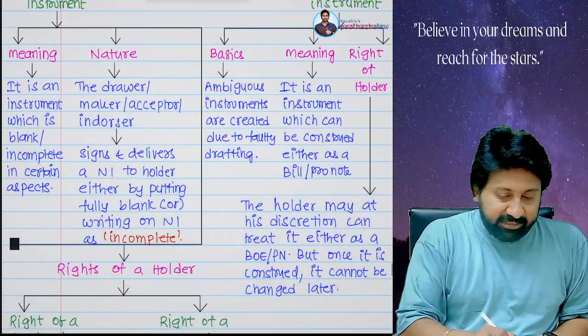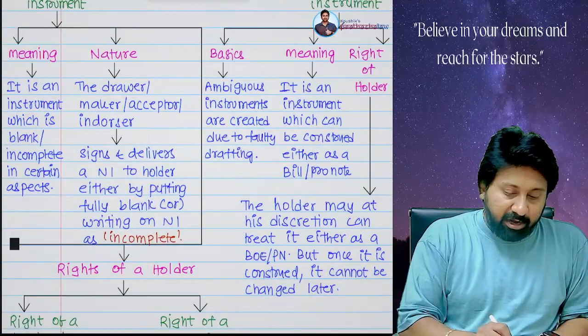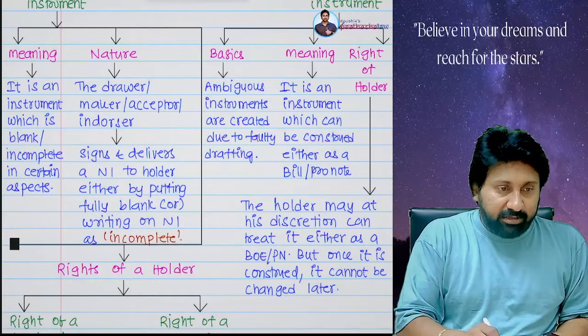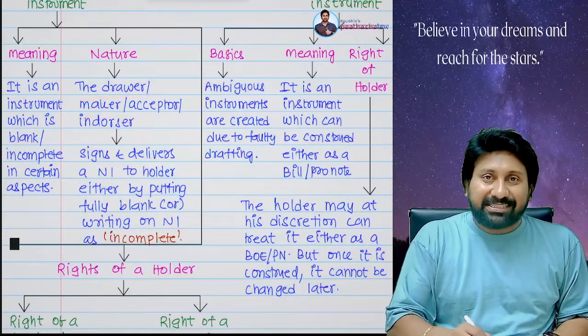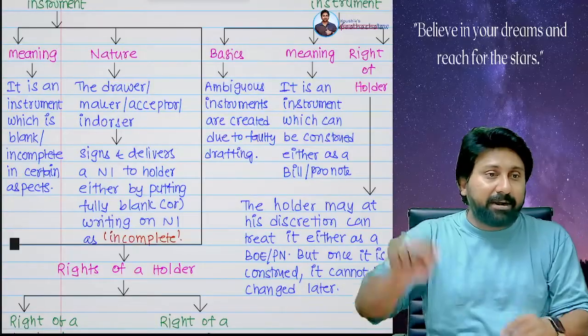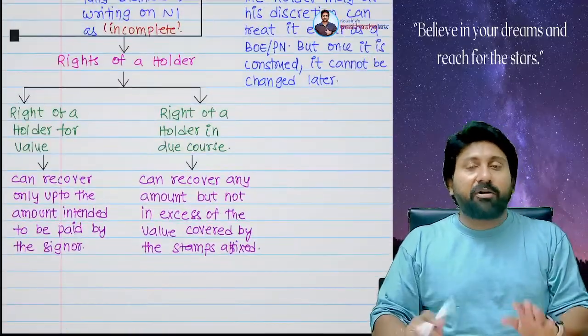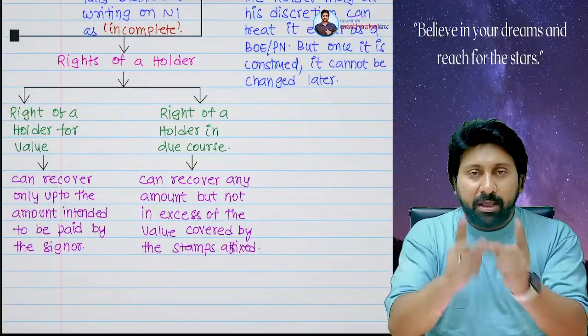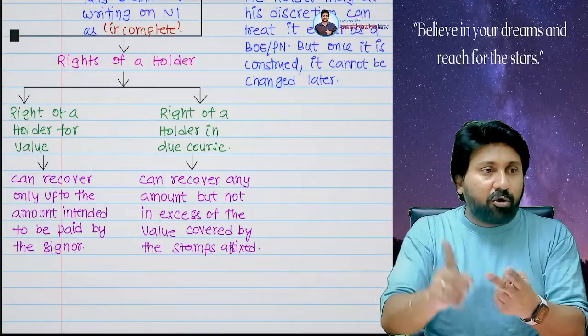Next, it is an instrument which is blank or incomplete in certain aspects, where the drawer or maker or acceptor or endorser signs and delivers the negotiable instrument, either leaving it fully blank or writing it incomplete. Right of a holder. Listen carefully, remember and mark up. Holders are of two types: holder for value and holder in due course.